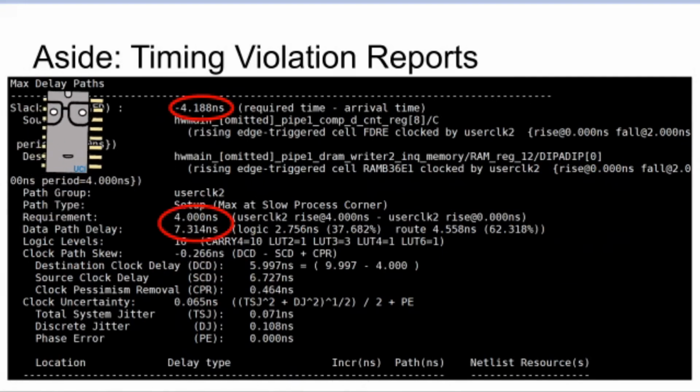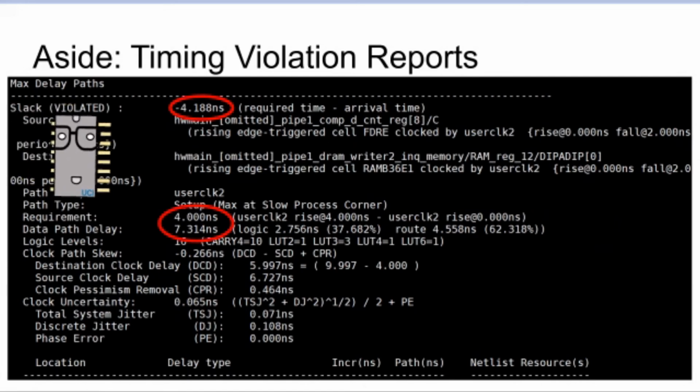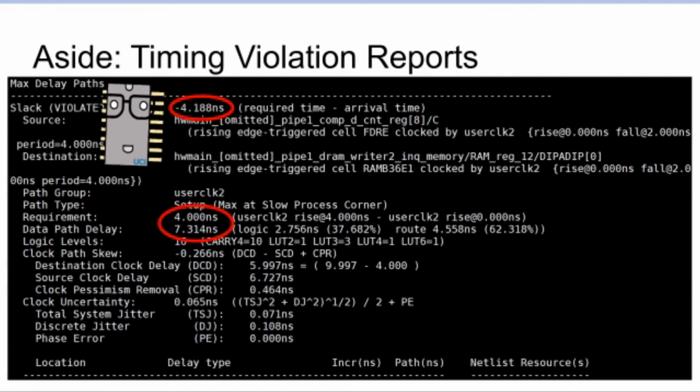There is a max delay path. This is a very, very long file, and this is one part of it. It's going to complain that there's a max delay path issue. There's a slack that's violated by 4 nanoseconds. 4 nanoseconds is a little bit more than the clock width of a 200 megahertz block, so this violation is pretty severe.